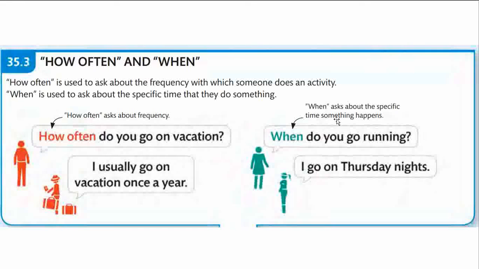The next was when. When will ask about time, specific time. When do you go running? Or when do you go swimming? I go on Thursday nights. Or I go on Thursdays. That is the difference between how often and when.